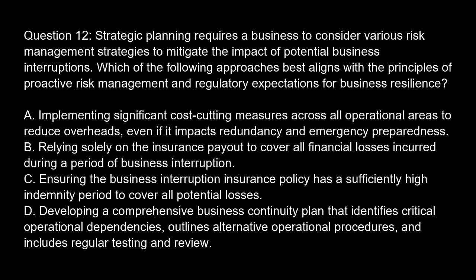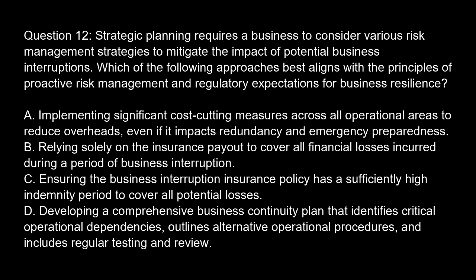Question 12. Strategic planning requires a business to consider various risk management strategies to mitigate the impact of potential business interruptions. Which of the following approaches best aligns with the principles of proactive risk management and regulatory expectations for business resilience? Option A. Implementing significant cost-cutting measures across all operational areas to reduce overheads, even if it impacts redundancy and emergency preparedness.